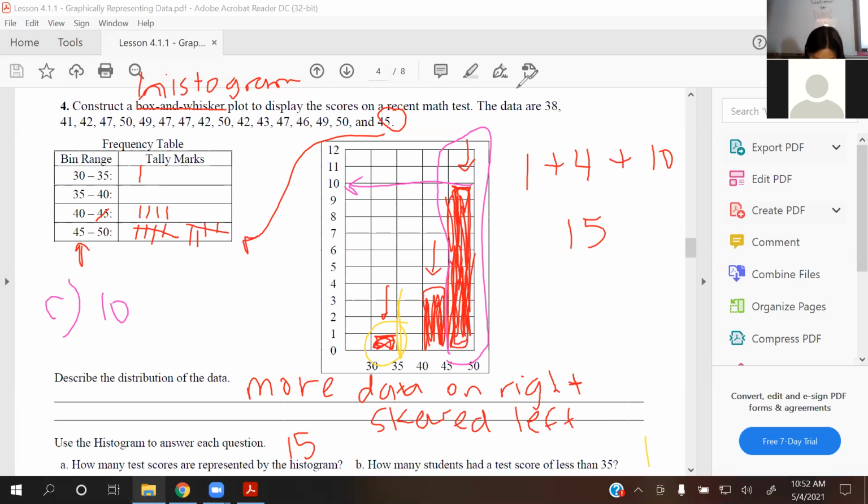And for part D, how many of the test scores are exactly 44? Can you tell exact numbers from this thing? Nope. So for D, you have to say, I don't know, because you literally cannot tell. You would be wrong if you pretended to know, okay? Any questions on this?